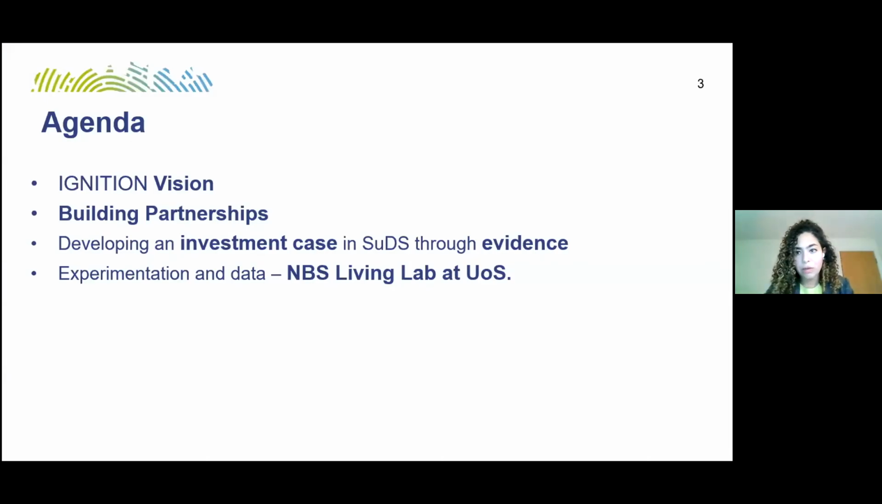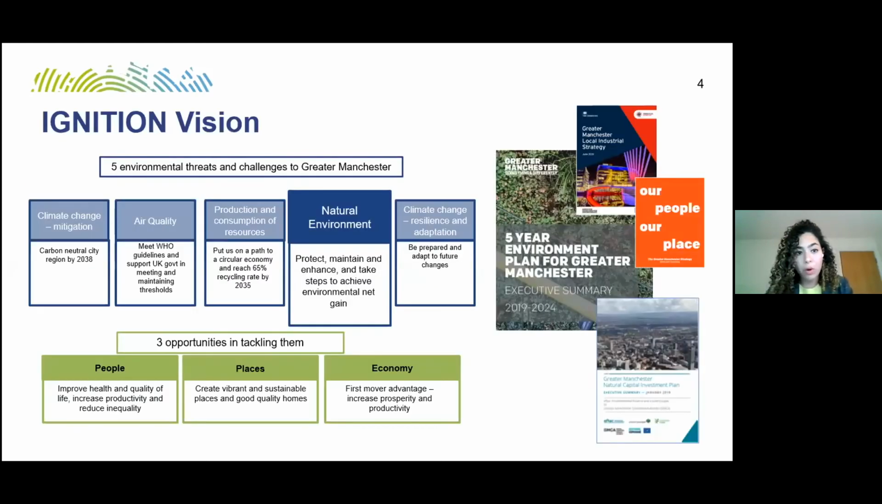As Claudia mentioned, the idea is to take forward strategies and to make sure that they are implemented in reality. And this is basically what Ignition is about. We do have a greater vision, we do have a greater aim, but at the same time, we understand that we need to develop these through partnerships. And we do want to develop an investment case built on evidence. So we understand the importance of numbers and of having case studies and experimentation on the ground. And this is where the Ignition Living Lab that I showed the photo of comes in. So this is basically what I'm going to be mentioning today.